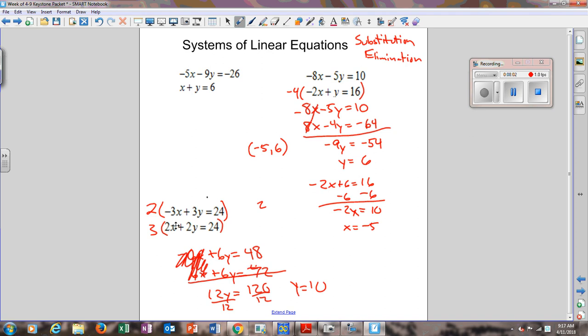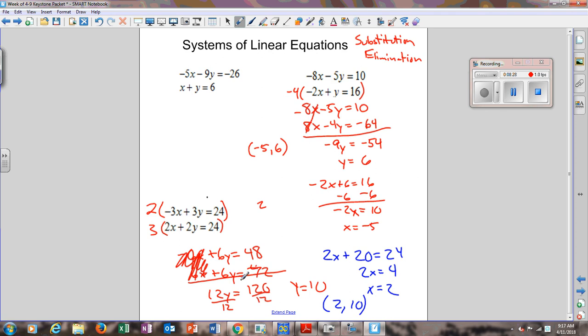Now you take that 10 and you plug it back into either equation. So we need 2x plus 2 times 10 is 20 equals 24. Subtract 20, you get 2x equals 4. Divide by 2, x equals 2. So your final answer would be (2, 10).